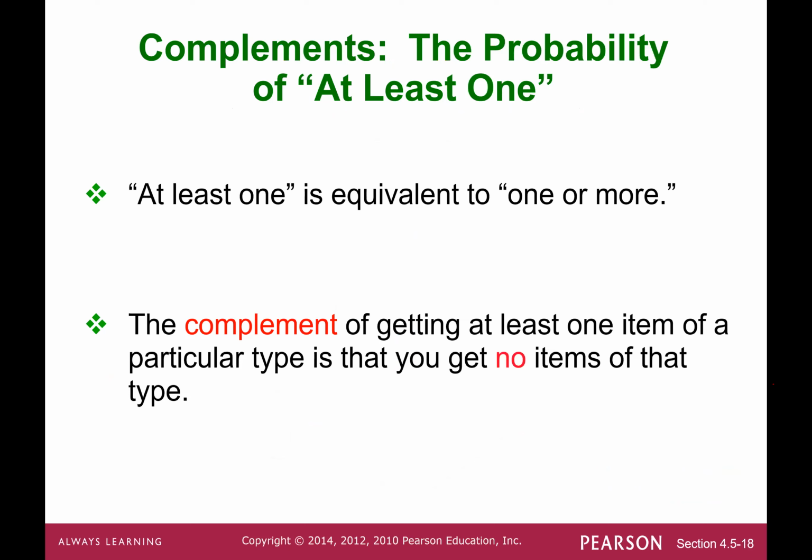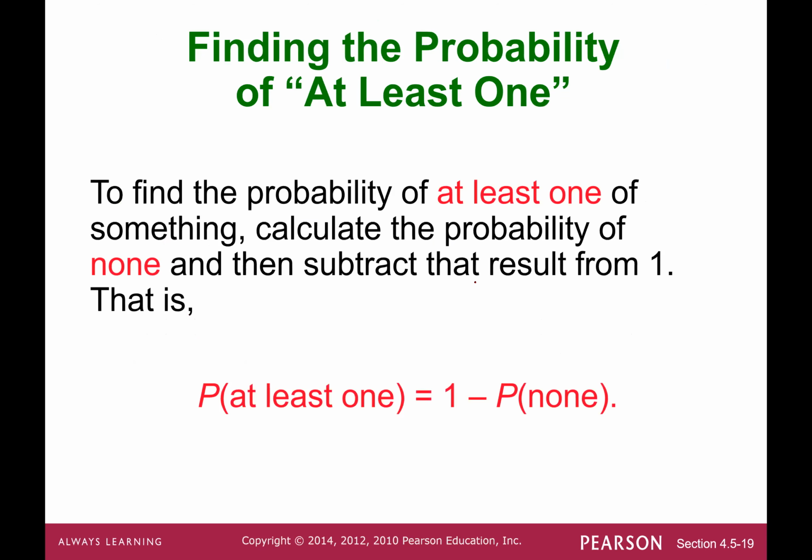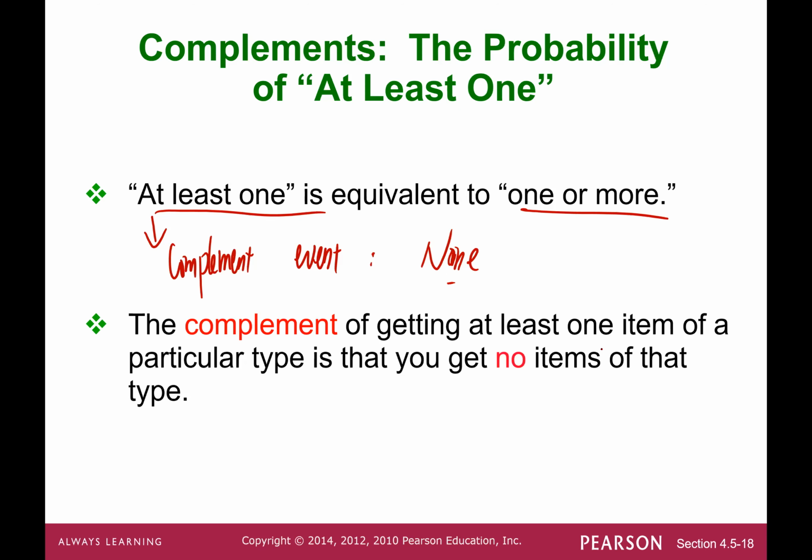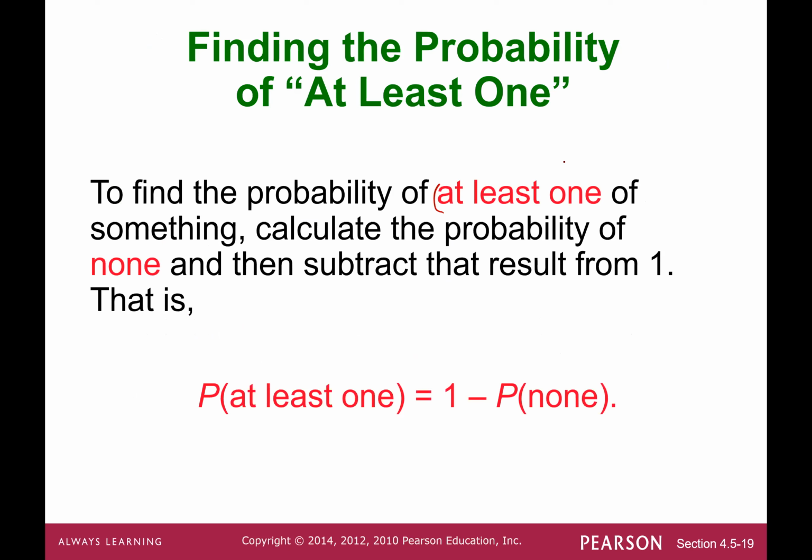Now, let's look at this one: at least one or more, right? I already mentioned that. The complement event of at least one is what we call none. None of them occurs, right? The complement of getting at least one is typically getting no items of that type. So to calculate at least one of something, calculate the probability of none, then subtract it from 1, the total probability. So this is the general guideline we utilize to calculate the probability of at least 1.